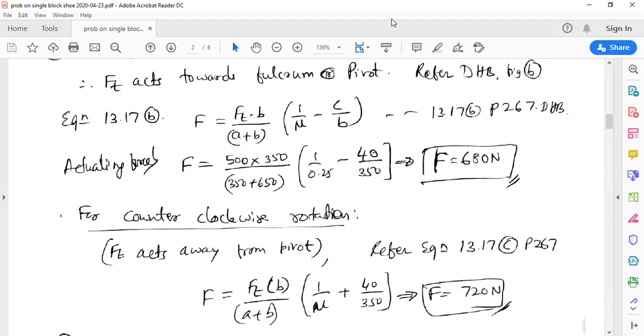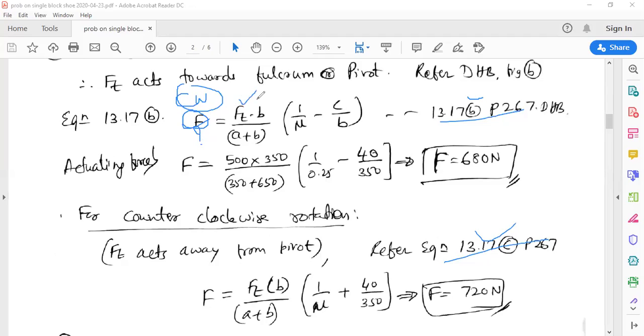So these are the equations available in the data handbook, equation numbers 13.17b and 13.17c: 13.17b for the clockwise rotation of the drum, and 13.17c, page number 267 of the data handbook, with respect to counterclockwise rotation. So now Ft acts towards the fulcrum point or pivot point, and the drum is rotating in the clockwise direction. With respect to this is the equation which is given. So here the value of F is to be calculated.